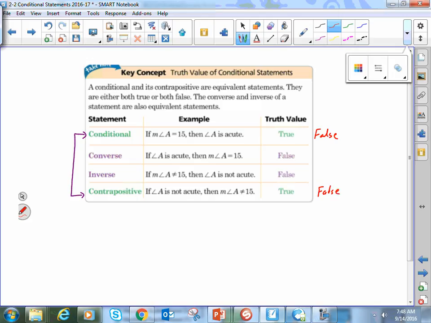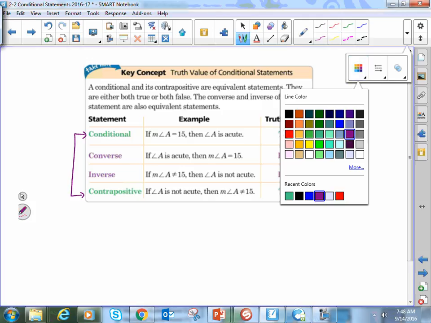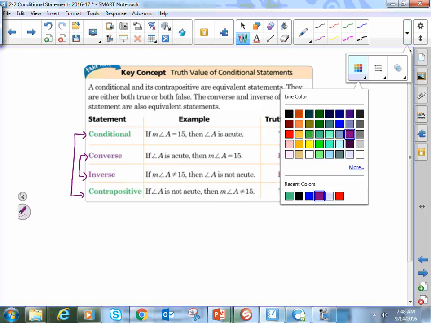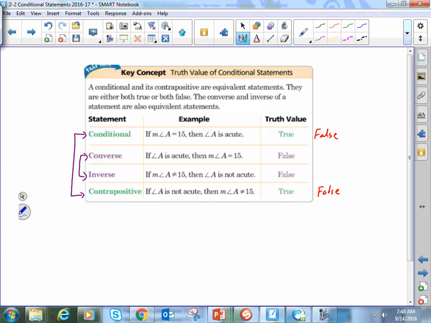And it's the same thing with the converse and the inverse. These two statements are tied together with their truth values. If one is true, the other has to be true. If one is false, the other has to be false. So here, if the converse was true, then the inverse must also be true. Now, it's possible for all four statements to be false, and it's possible for all four statements to be true, but the truth values of the conditional and the contrapositive statements are tied together, and the truth values of the converse and the inverse are tied together.